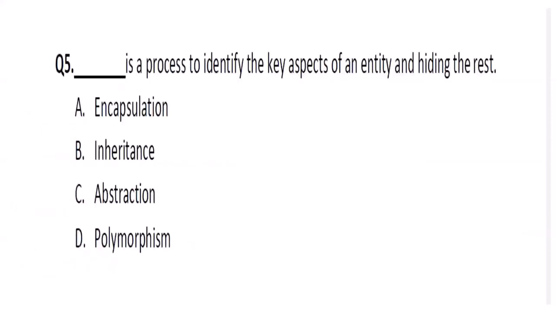Okay, so this question is from OOPS, that is object oriented programming system. The question is fill in the blanks. This space is a process to identify key aspects of an entity and hiding the rest. Just when you read this word hiding, hiding the rest and process to identify key aspects of an entity, here it means that we have to work with.